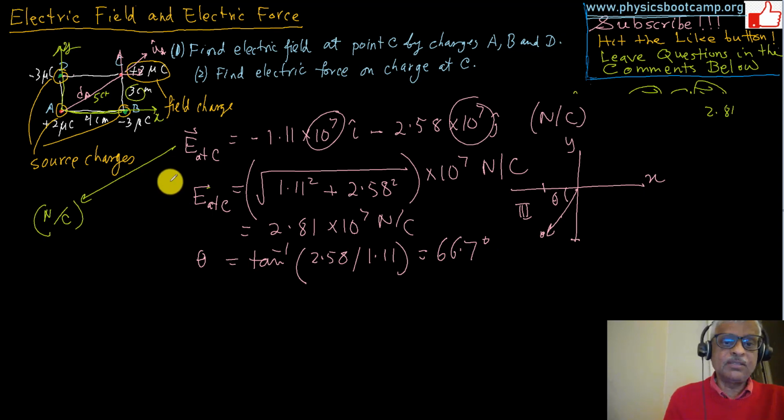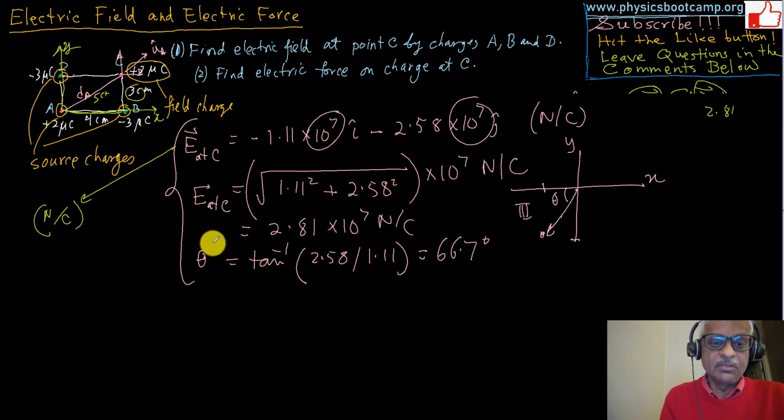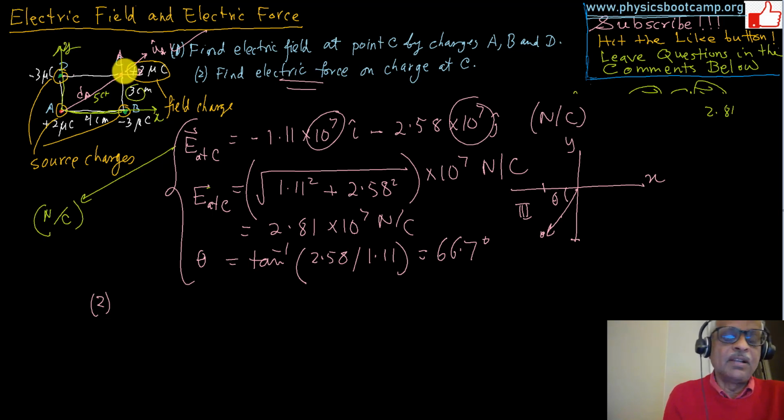So that's the answer. You can write it down in analytic form, or you can write it down in magnitude and direction. So we got part one done. To get part two is very easy, because the electric force is just this charge times the electric field. So I can write down the magnitude. The direction will be, if it's positive, then it remains positive.